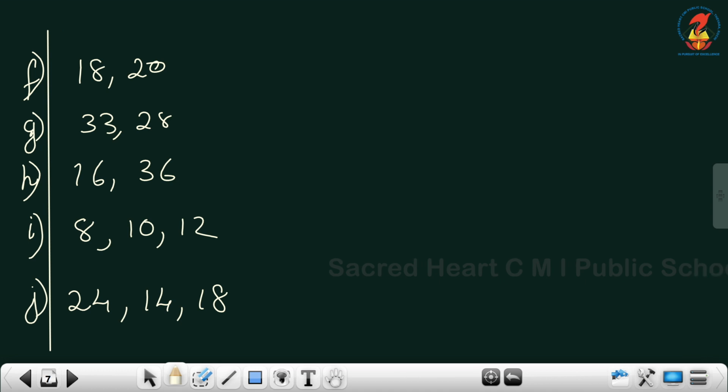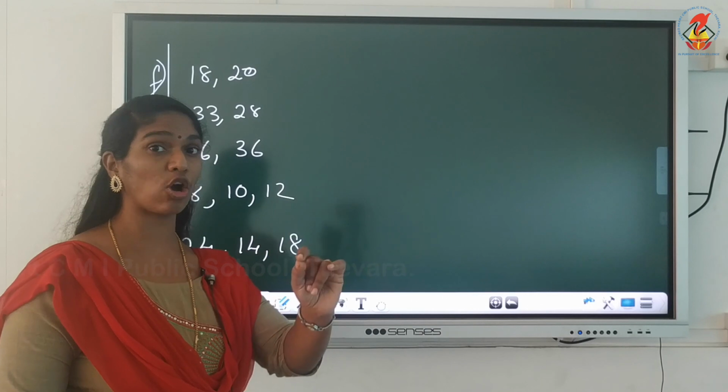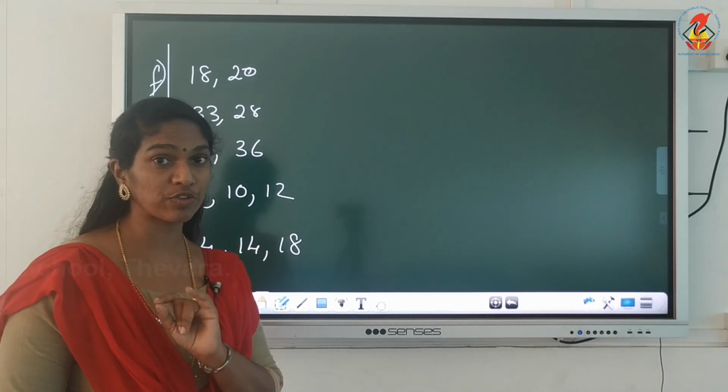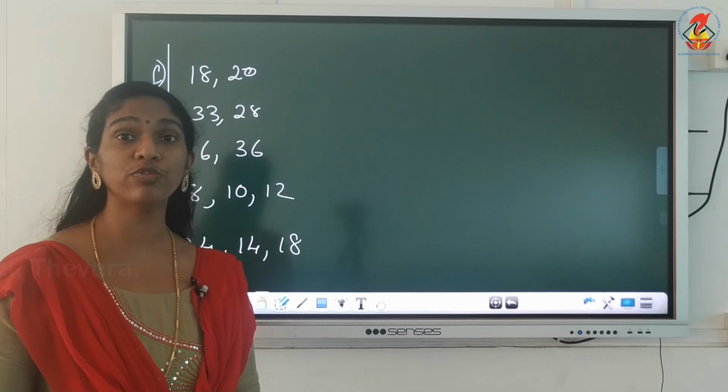So when you are doing with 3 numbers, be careful when you are doing the HCF. For HCF, that particular factor should be common for all the 3 numbers. Then only take it from that group. If it is not common, don't take it from that group for HCF.